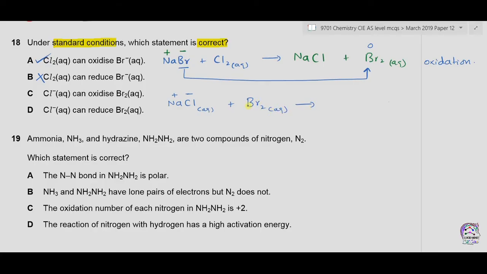As we know that bromine is less reactive than chlorine, so it cannot displace this, so therefore the reaction will not occur. So neither oxidation will take place nor reduction. So the correct option is A.